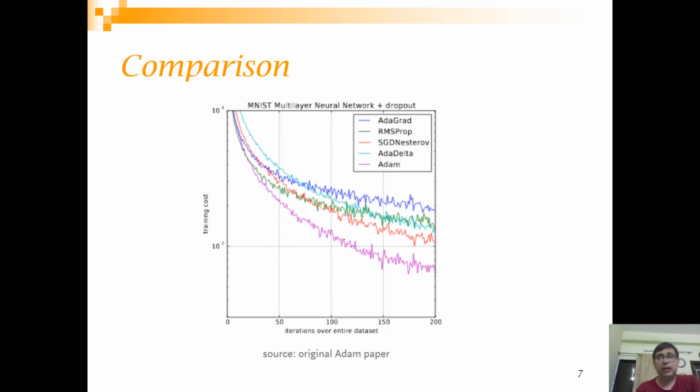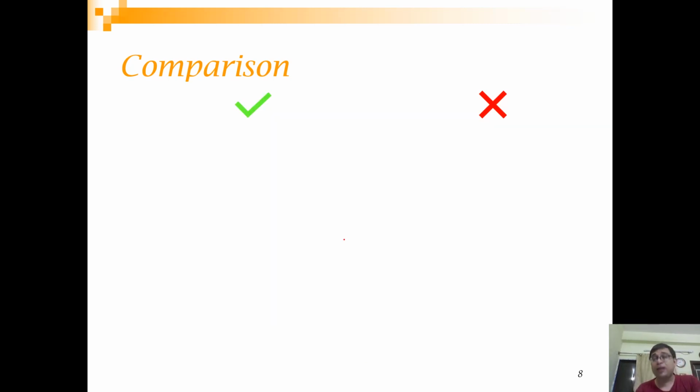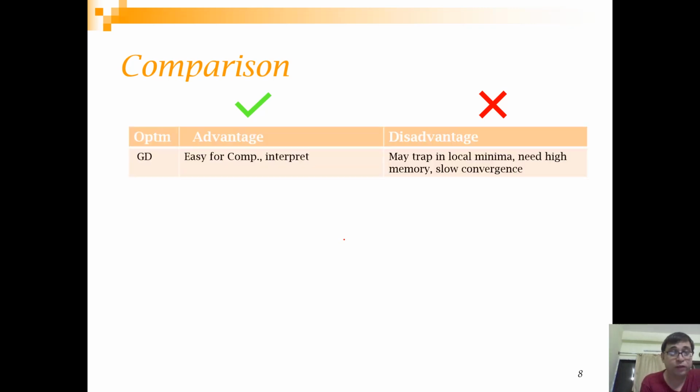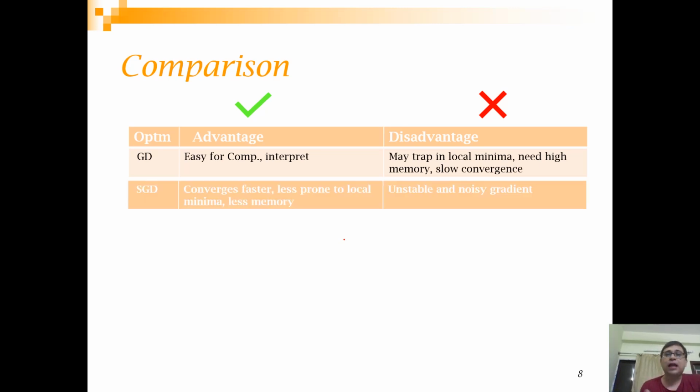Now let's give a final comparison of all these algorithms. This is a very important part, so let's follow it very carefully. We started with gradient descent. It is easy to compute, easy to interpret, easy to implement. However, it may get trapped in local minima, needs high memory and has slow convergence. So for that we move to SGD, because it can converge faster, is less prone to local minima, and requires less memory because you don't need the entire training observations to be loaded in memory. However, it had the problem of unstable and noisy gradients.